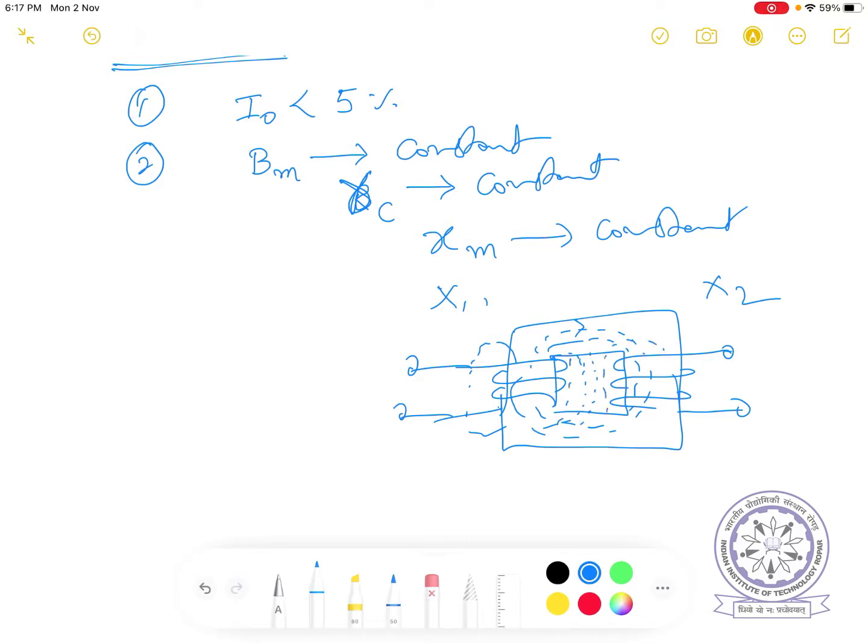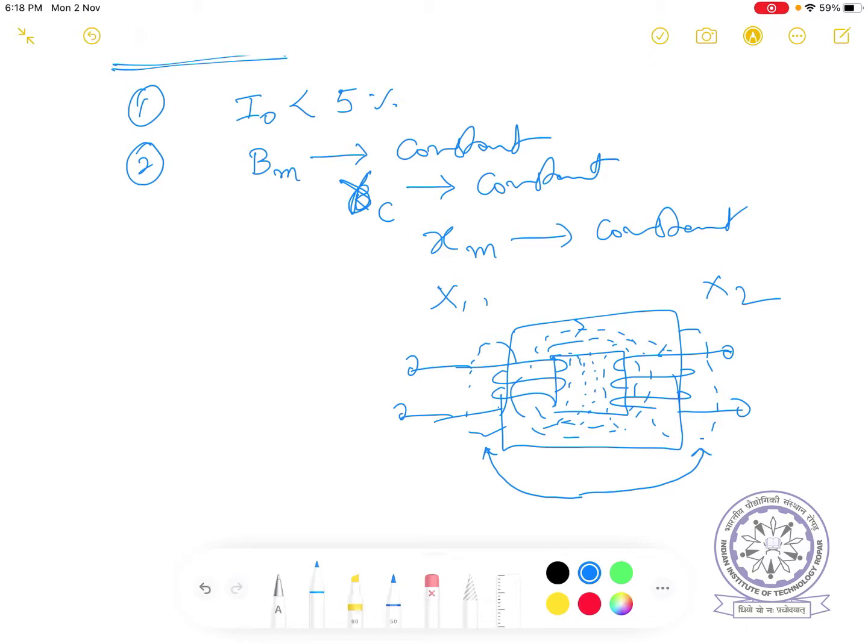Each of the windings will have such flux linkages. They are not mutually linking. So the leakage flux of the primary is not linking the winding of the secondary, and the leakage flux of the secondary is also not linking the primary winding. That's why these two reactances are called leakage reactances. And will they change? That's the question.